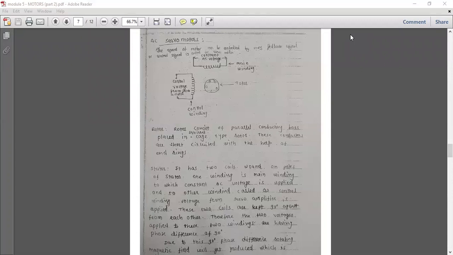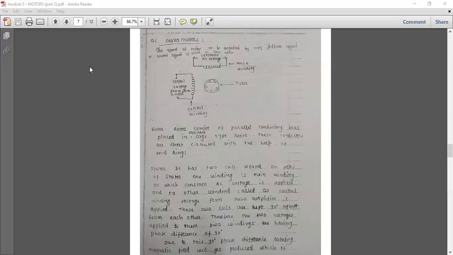Today we are going to start with the motors module, that is module number 6. In that we are going to study a very important topic called AC servo motors. AC servo motors are basically related to induction motors, where single phase and three phase motors are used. Students are often not clear about where to use speed-torque characteristics and single phase or three phase induction motors.